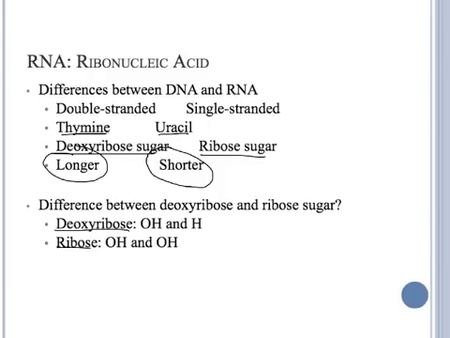The only difference is, if I were to draw the sugar, deoxyribose has an OH group here and a hydrogen here. The only difference with ribose is that in ribose, this H is an OH. So, very subtle difference.